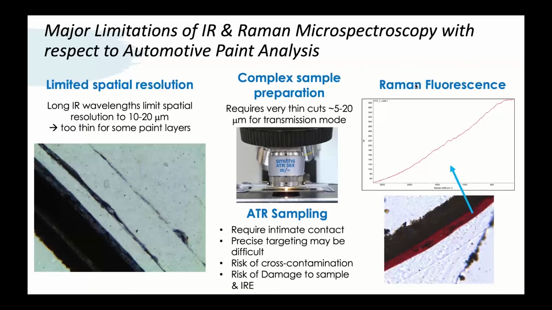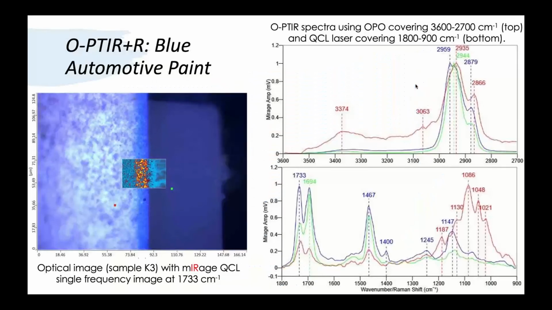Complex sample preparation, as I mentioned before: to get the best infrared spectra, it requires very thin cuts, around 5 to 20 microns, to collect a quality transmission mode spectra. Now, if you're using ATR, the problem with that is it requires intimate contact. It's potentially difficult to target a specific point within the paint that you want to analyze. You risk cross-contamination if you don't clean the internal reflection element between sampling. And although not common with paint, you do have the risk of damaging your internal reflection element. For Raman spectroscopy, the main limitation is fluorescence, and this is going to be true regardless of the Raman you use.